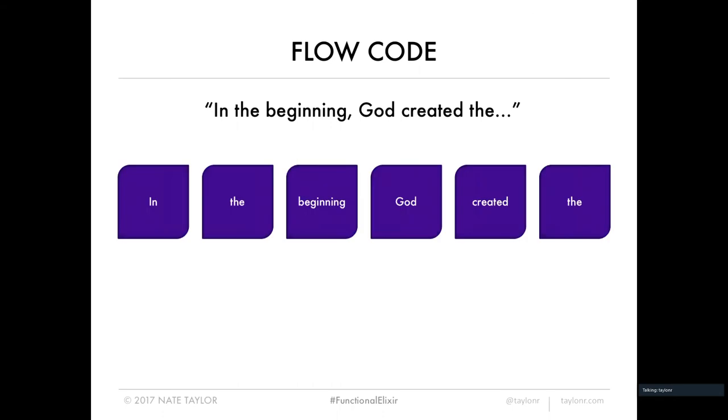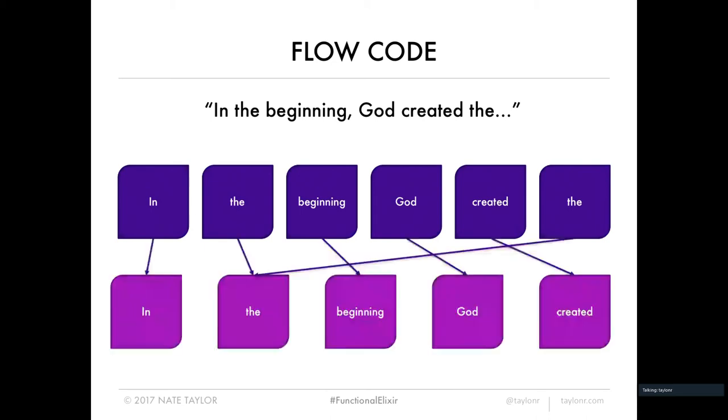So it might start and break this up and give us a process where process one has the word in, process two has the word the, process three has the word beginning, process four has the word God, process five has the word created, and process six has the word the. And then what it's going to do is take those words and try to group them. So process one says, okay, I'll handle every instance of the word in. Process two says, I'll handle every instance of the word the. And so it's going to take process two and process six and combine them into this one lighter purple box there at the bottom. And then process three says, I'll handle beginning, and four handles God, and five handles created.